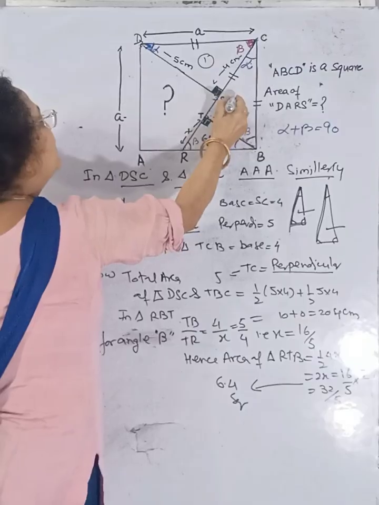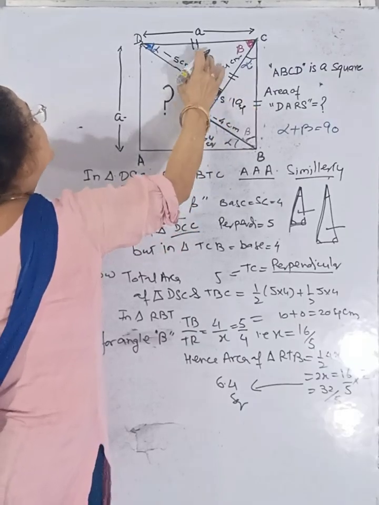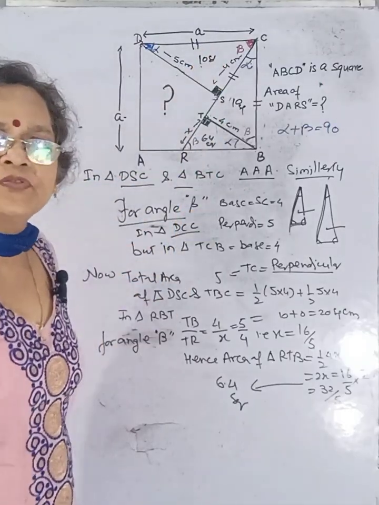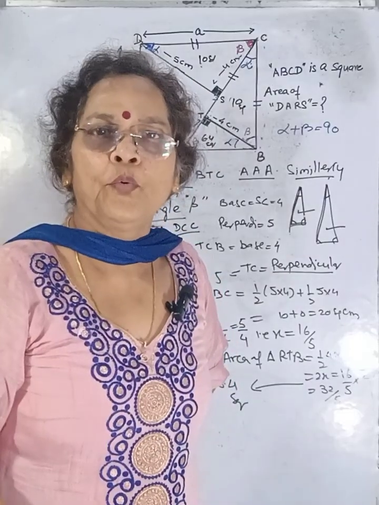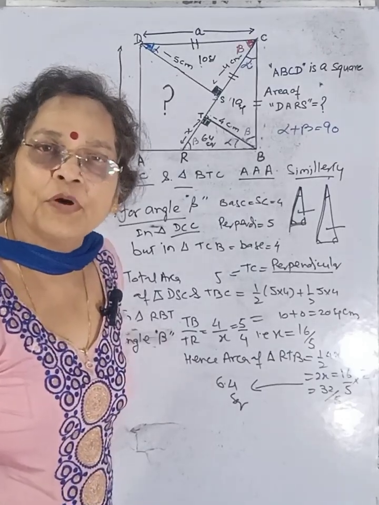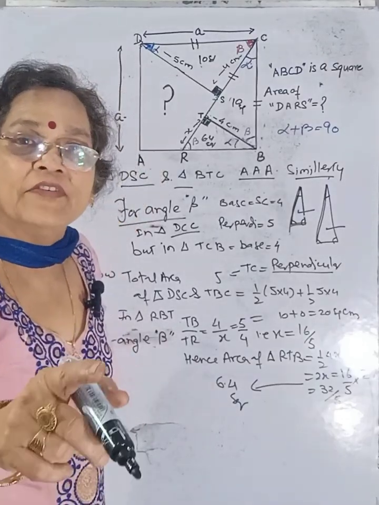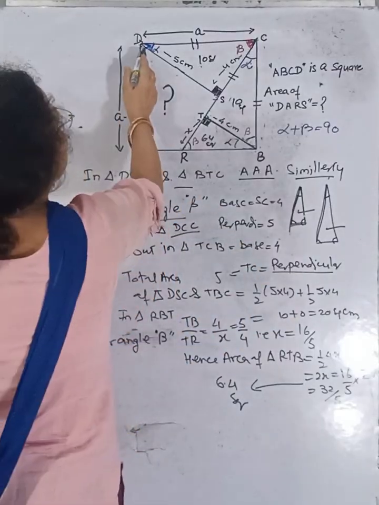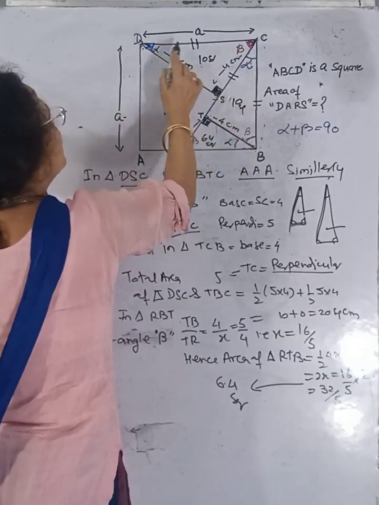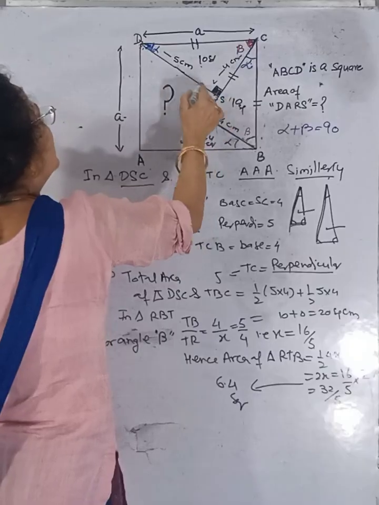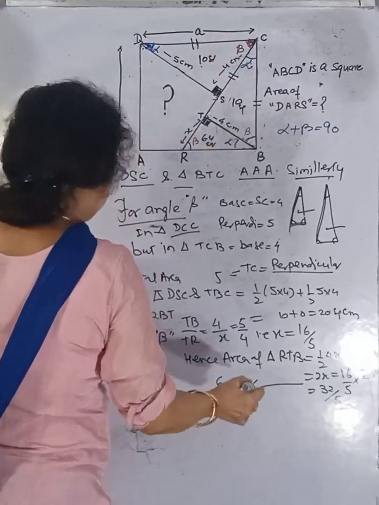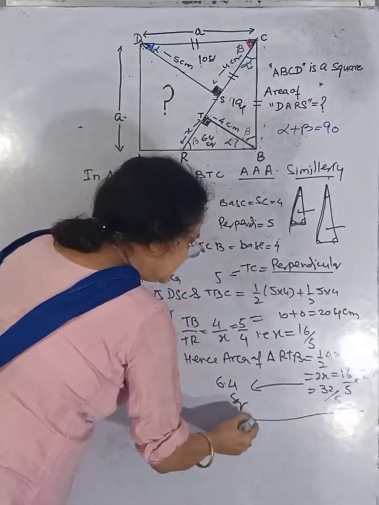This is 10 square cm and this is 10 square cm. If we add these three and subtract from the total area of the square, we'll get the area asked in the question. Now the question is how the total area of the square can be obtained. We first have to find the value of A. A can be obtained from this triangle or this triangle. A square equals the hypotenuse squared, 4 square plus 5 square. So A can be obtained now.